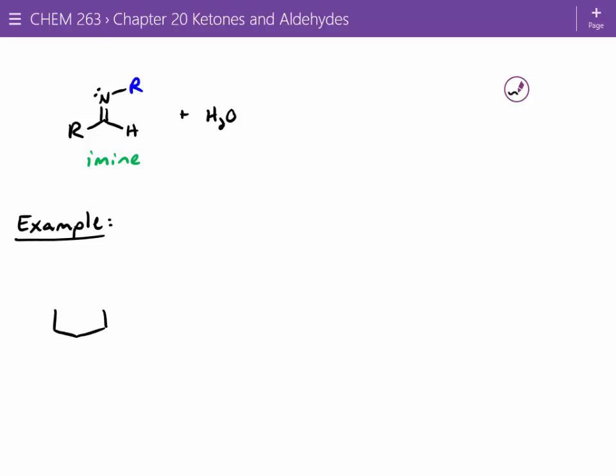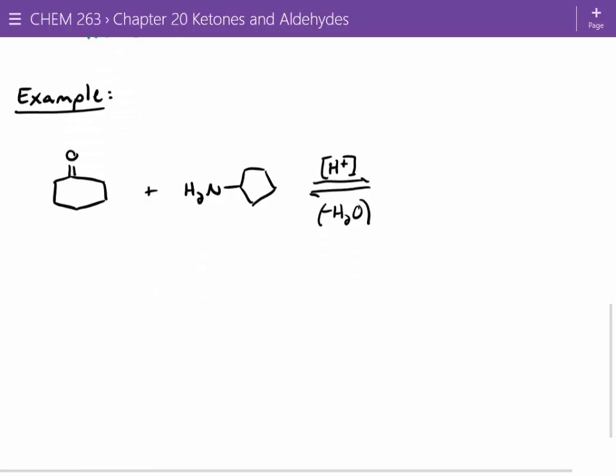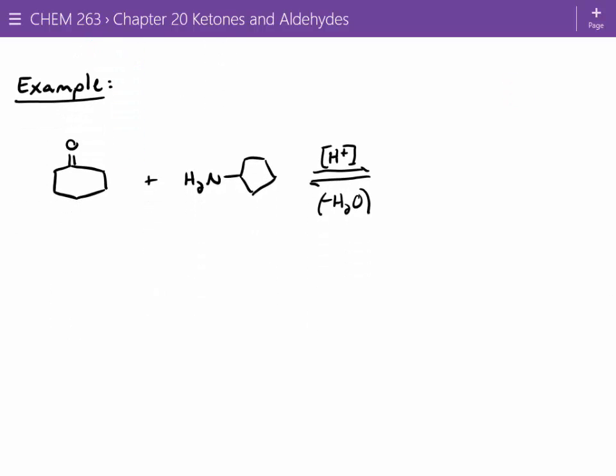In this case, let's start with the ketone. That's supposed to be a cyclopentane ring. There we go. Let's try to figure out what our product would be for this reaction, and we're going to do this with catalytic acid. So I'll draw an H+, and if we want to drive it forward, we can do minus H2O. You can draw out the full mechanism, or you can just try to identify the trend.